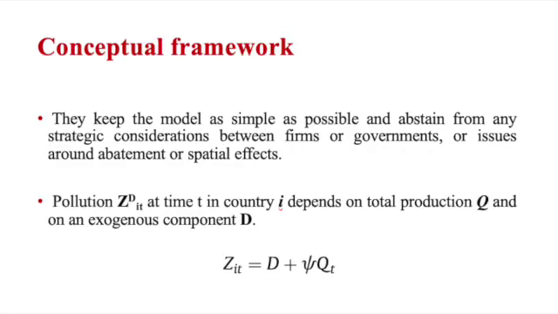They keep the model as simple as possible and abstain from any strategic considerations between firms or governments, or issues around abatement or spatial effects. Pollution at time T in country I depends on total production Q and on an exogenous component D. So, the total production in the host economy consists of the production of the domestic firm, which may or may not be a multinational, and the production of the foreign multinational firm.